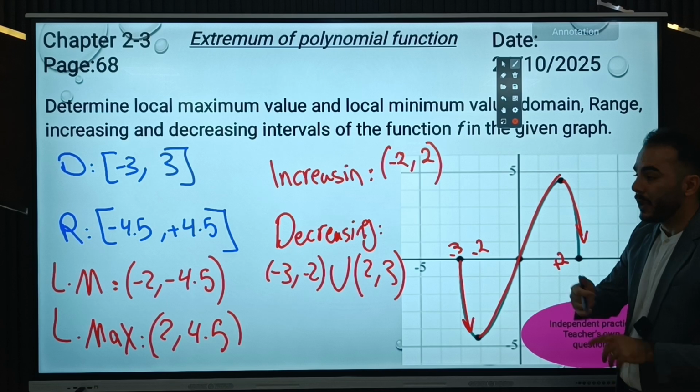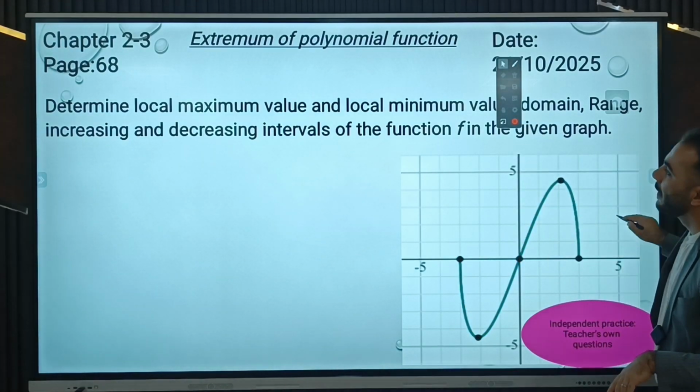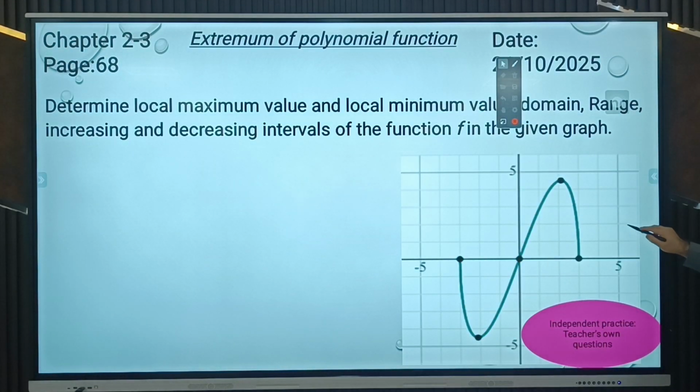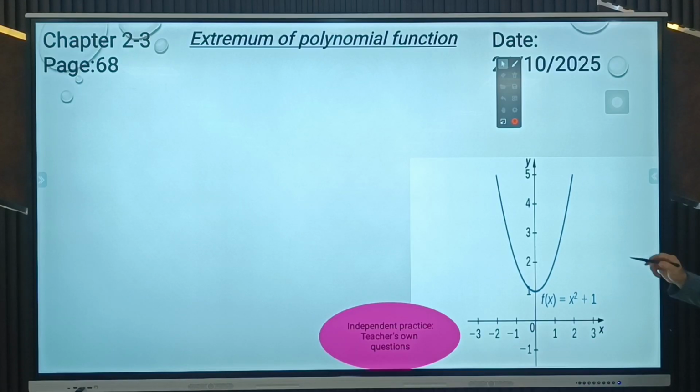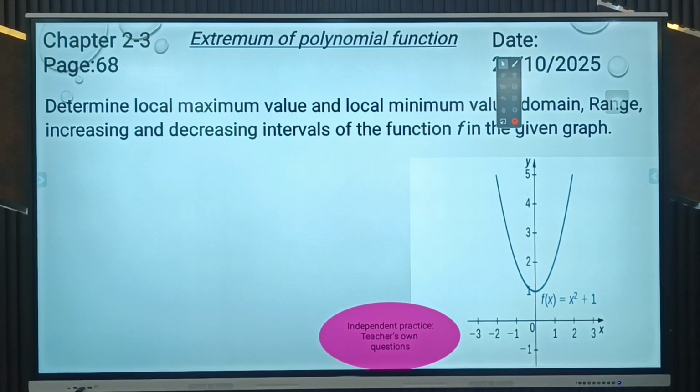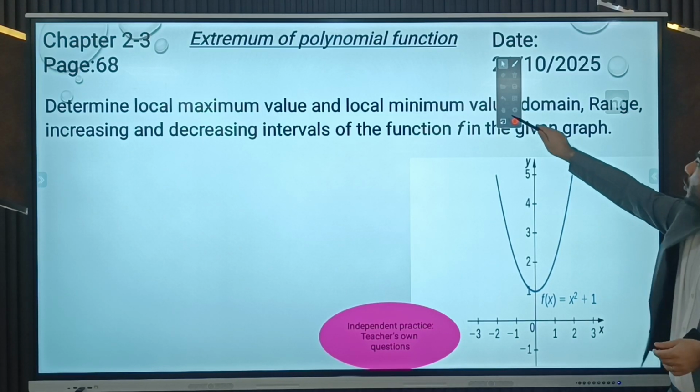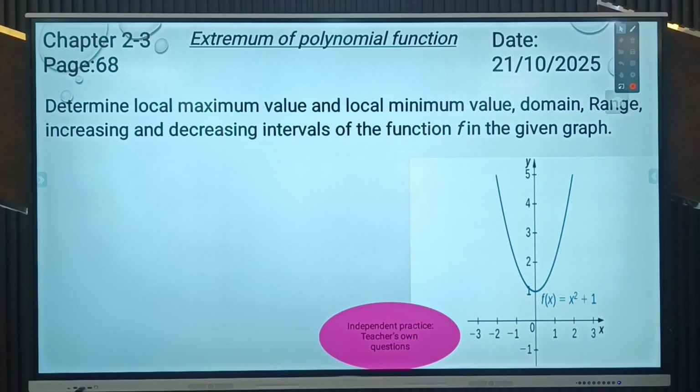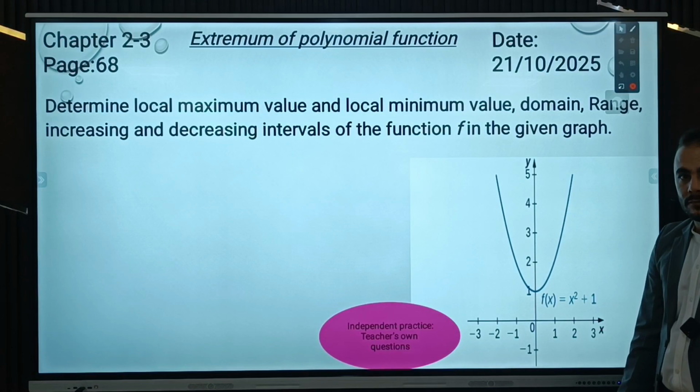Next question, let's see whether we do have it or not. This question, I will just leave it as homework. Determine local maximum value and local minimum value, domain, range, increasing and decreasing intervals of this function f in the given graphs. So find all of them and then write the answers in the comment, share it. I'm going to check it for you.